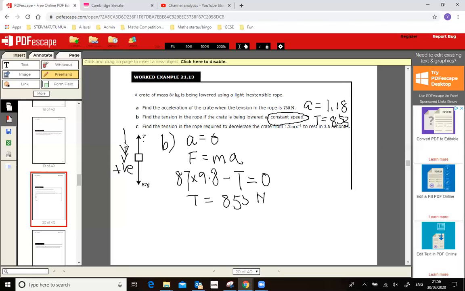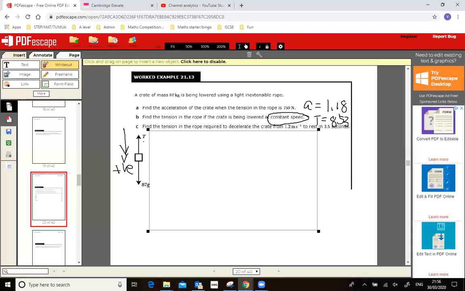Okay, let's look at the last part of this question, and let's wipe out as well. Here we go, part C. Find the tension in the rope required to decelerate the crate from 1.2 meters per second to rest in 3.5 seconds. So you can see here we have to use a suvat equation. Let's write down our s, u, v, a, and t.